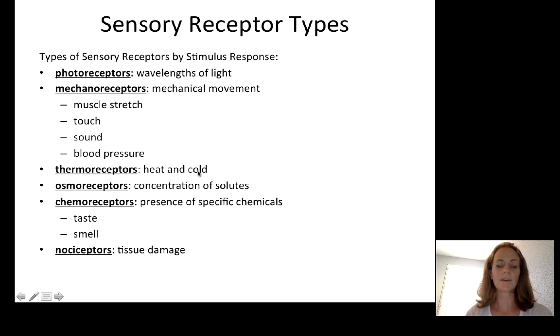Thermoreceptors respond to heat and cold. Osmoreceptors respond to the concentration of solutes in our body fluids. Chemoreceptors respond to the presence of specific chemicals in fluids. For example, your tongue and your nasal epithelium, or olfactory epithelium, have chemoreceptors for tasting and smelling. We also have pain receptors, or nociceptors, that alert us when something has been damaged in the body and we feel pain so that we can protect ourselves.